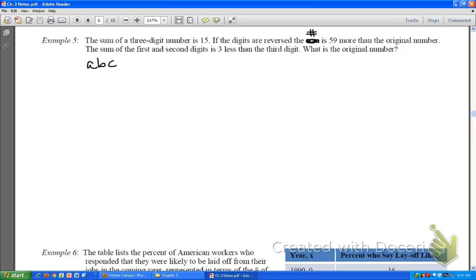Yeah. So I'm confused when you said if the sum of that is 15. So the sum of a 3-digit number is saying the sum of the 3 digits. In other words, my first equation is going to be A plus B plus C. If I take the sum of those digits, that's going to add to 15. Okay.